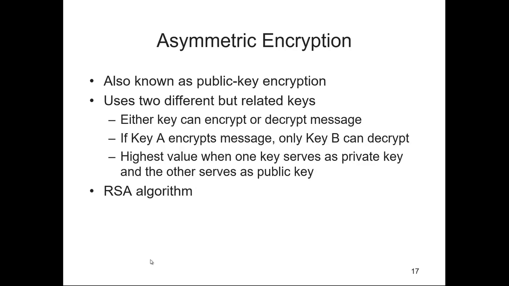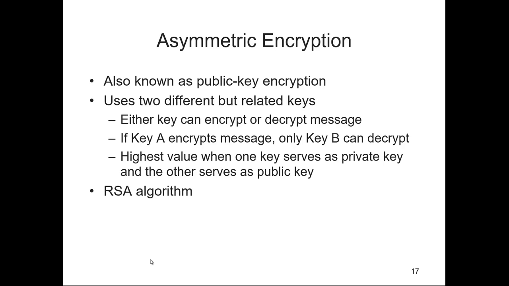Another category of encryption techniques is asymmetric encryption, also known as public key encryption. Whereas symmetric encryption systems are based on a single key to both encrypt and decrypt a message, asymmetric encryption uses two different keys. Either key can be used to encrypt or decrypt the message. However, if key A is used to encrypt the message, only key B can decrypt it. And if key B is used to encrypt the message, only key A can decrypt it.